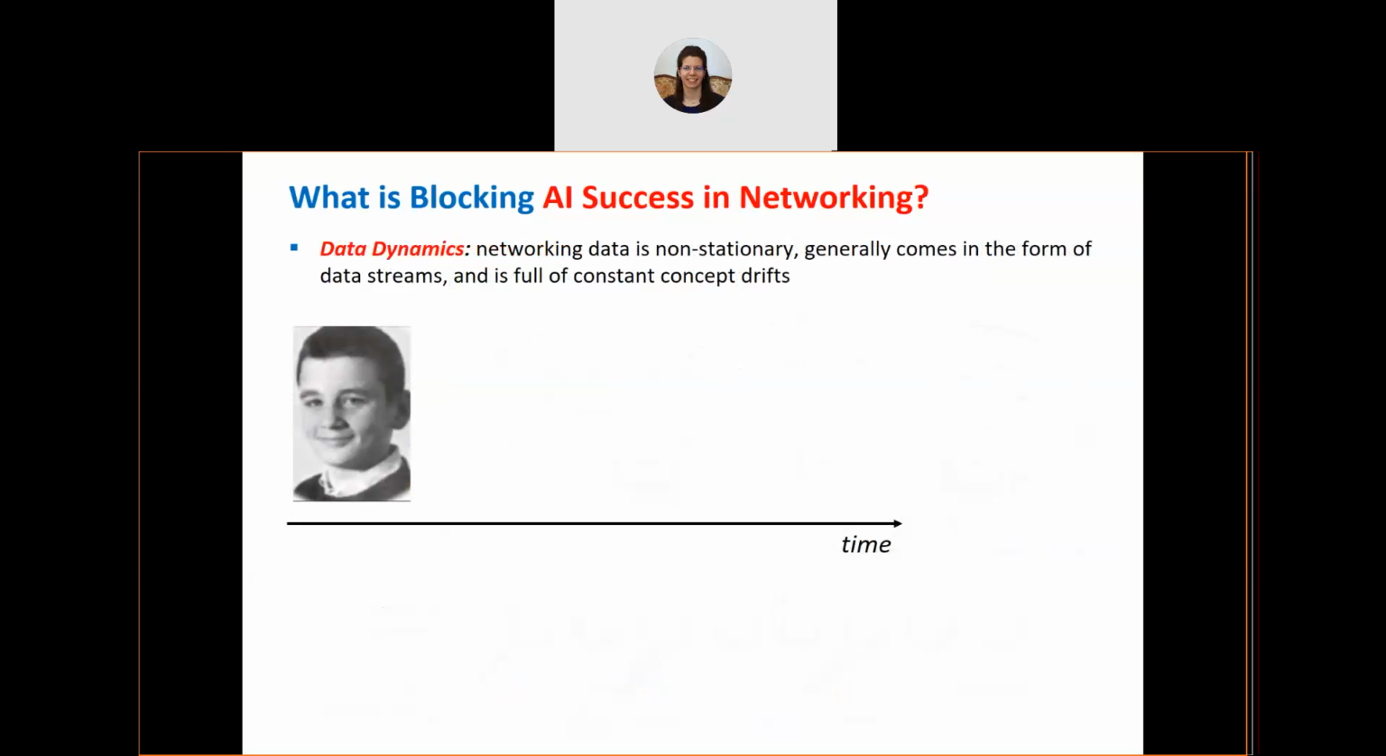Regarding dynamics, this is exactly what I was saying at the very beginning. Data dynamics in networking is, by default, the normality. So networking data is in general non-stationary. Of course, you have to go to higher aggregations of data to find stationarity. But in general, depending on the kind of process you want to analyze, it's highly dynamic. And as I was saying, data in networking comes in the form of data streams. So it's in general not something that we have fully on one disk and analyze. If we want to go into practice, you will have to analyze things that are coming on the fly.